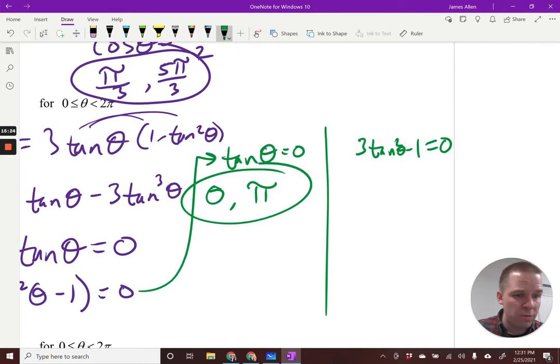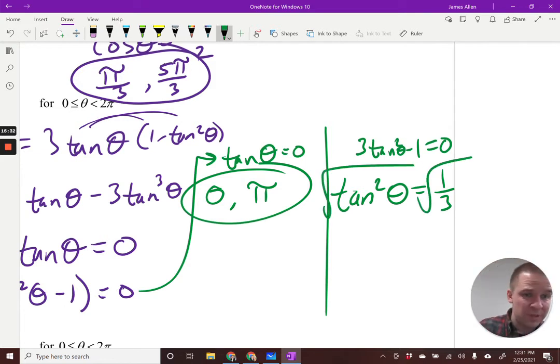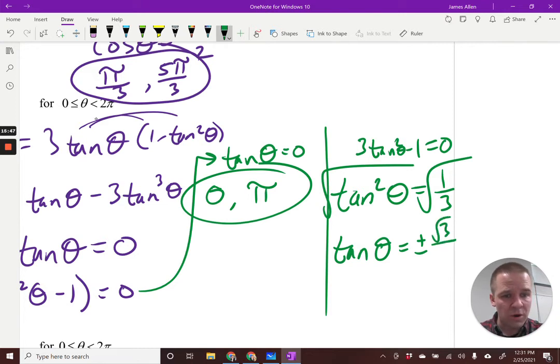So I've got to add 1, divide by 3. So I'm going to have tangent squared theta equals 1 over 3. Now, take a square root on both sides. So I'll have tangent of theta equals positive or negative. And to rationalize this, because it's going to be 1 over root 3, that's going to be root 3 over 3. Or just 1 over root 3. Either way, however you want to look at it is fine.